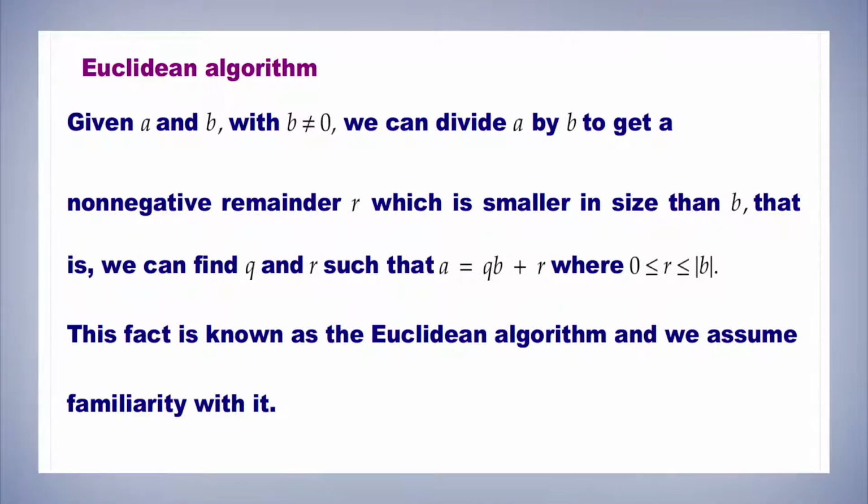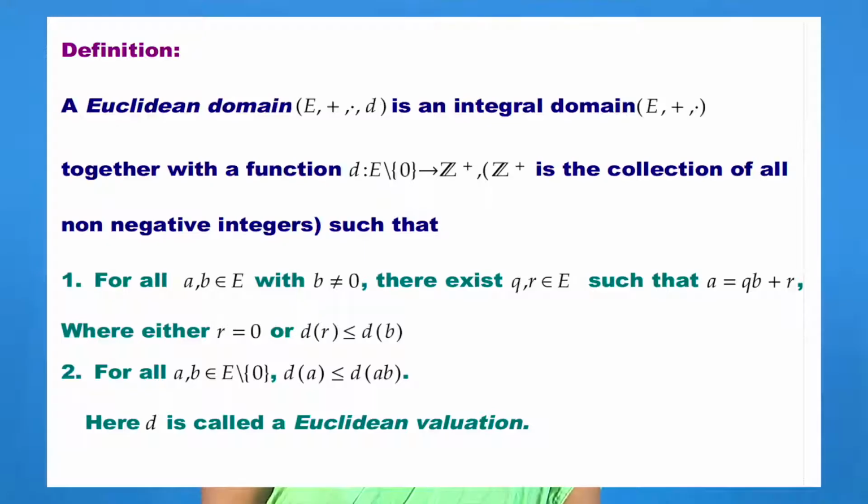The Euclidean algorithm: given a and b with b not equal to 0, we can divide a by b to get a non-negative remainder r which is smaller in size than b. That is, we can find q and r such that a = qb + r, where 0 ≤ r < |b|. This fact is known as the Euclidean algorithm and we assume familiarity with it. Let us see the definition.